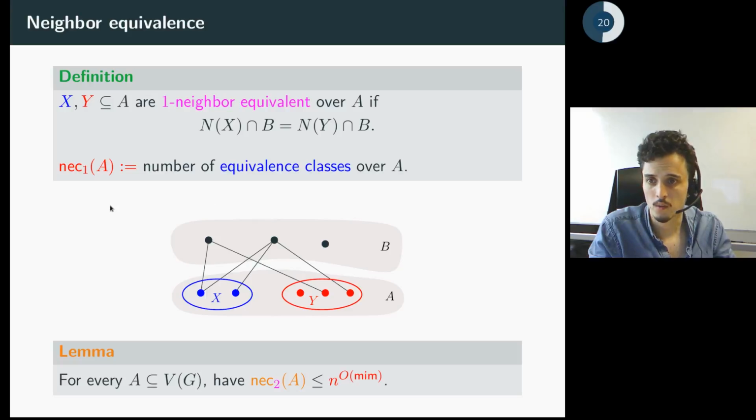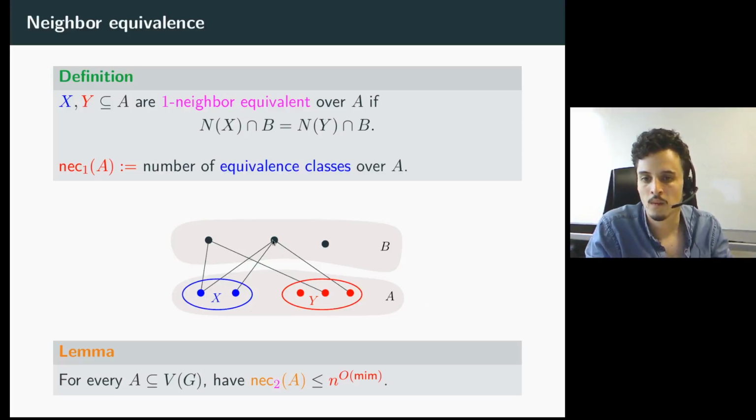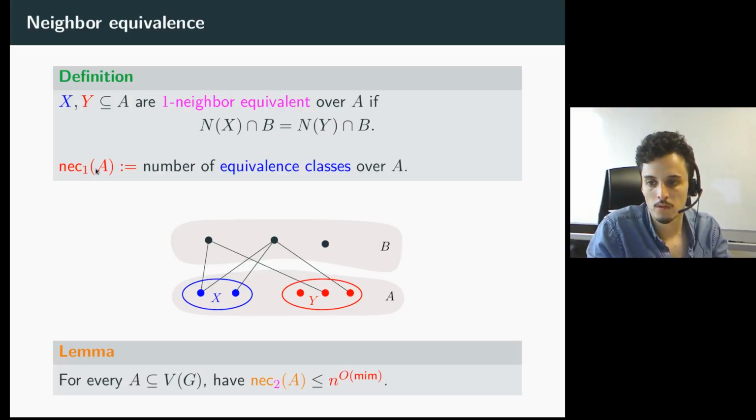And we use this equivalence relation called one neighbor equivalence. This relation is defined through a cut. Here the cut is (A, B), and we say that two subsets of A are one neighbor equivalent over A if the subsets have the same neighborhood in B. In this example, X and Y are equivalent, they have the same neighborhood in B. We denote by nec1 of A the number of equivalence classes over A in this talk.